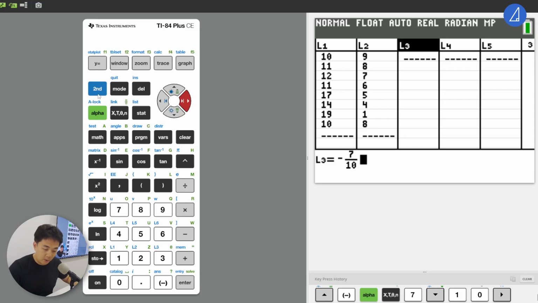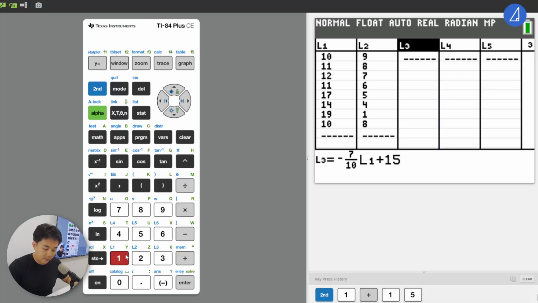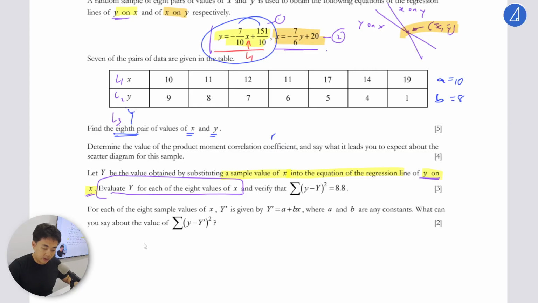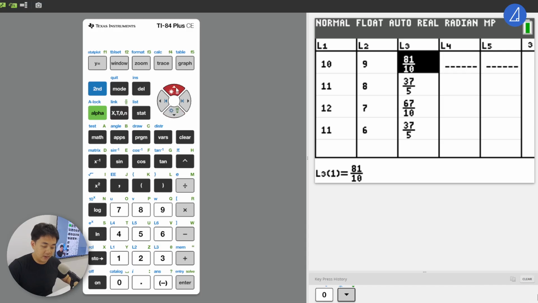So put L1. L1 is this blue color one. You see this one? So second L1. Then you put plus 151. Then you put 10. Okay. Then you just press enter. There you go. The values all come out here.